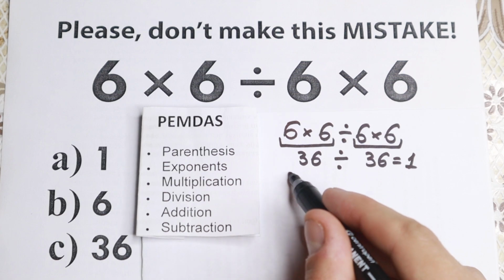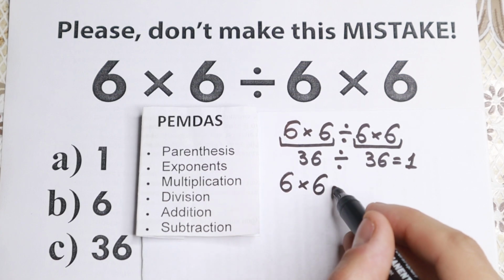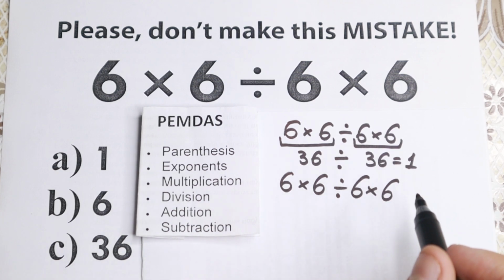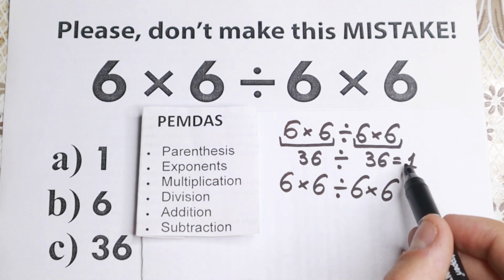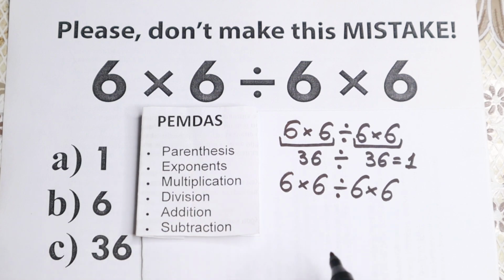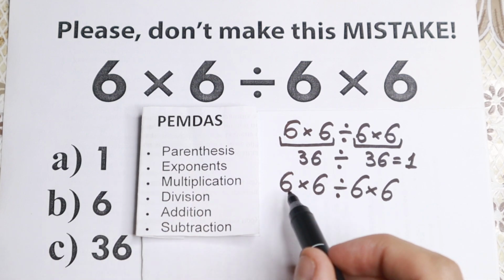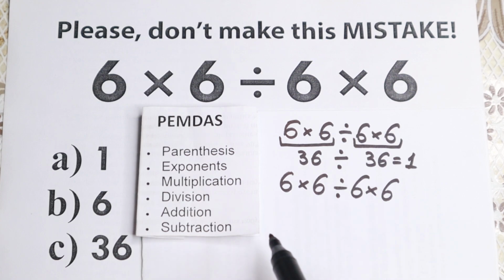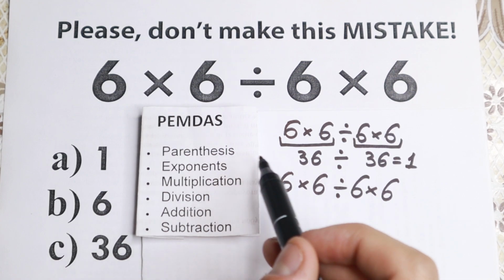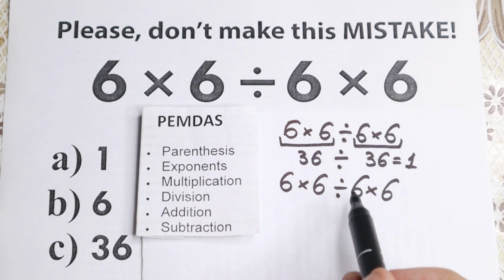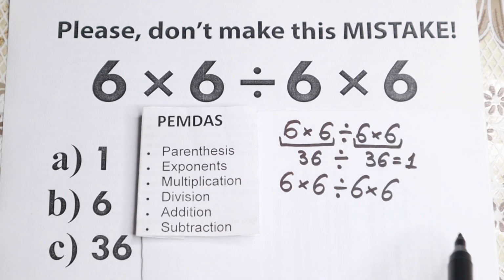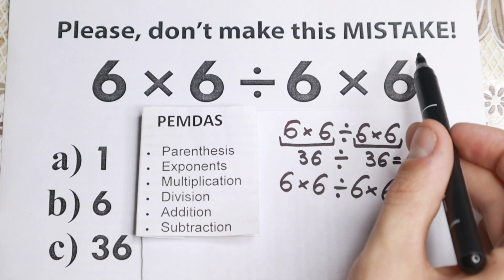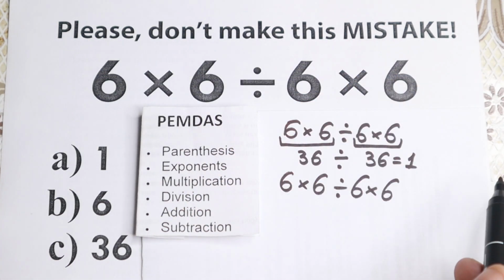So I rewrite this problem once more: 6 times 6 divided by 6 times 6. I don't want to say that this is correct or incorrect. Let's try to solve it according to PEMDAS order. What is the first step according to PEMDAS order? The first step is parentheses. Are there any parentheses right here? No, I don't see any, so we skip this part. The next one, exponents. Are there any exponents, squares, cubes, fourth power? No, I don't see any of those.